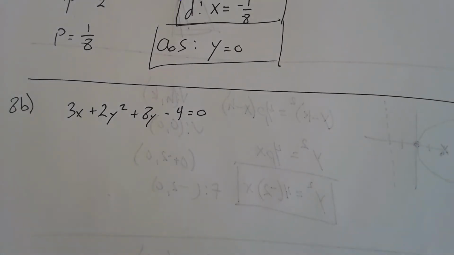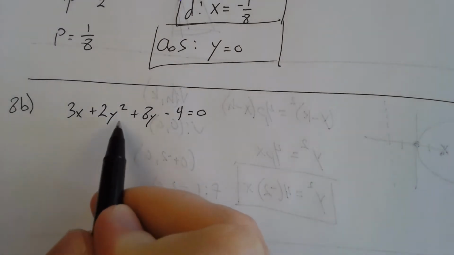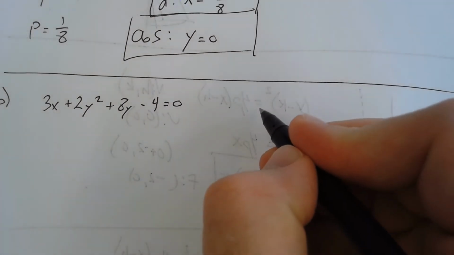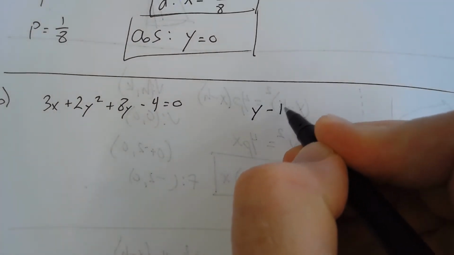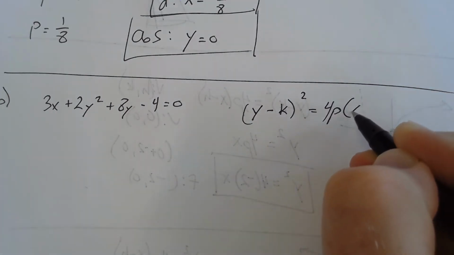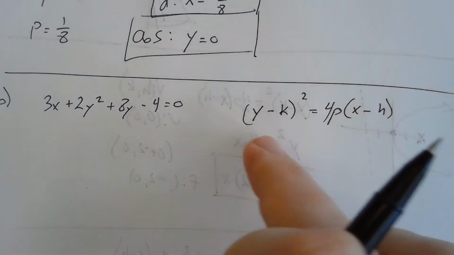What you do notice, however, is that there is a y squared term. So knowing that there is a y squared term tells you that that's the term that's going to actually have the overall squared information. Again, that means I know I need to get it into y minus k quantity squared equals 4p times x minus h. This is the form I have to get it into.